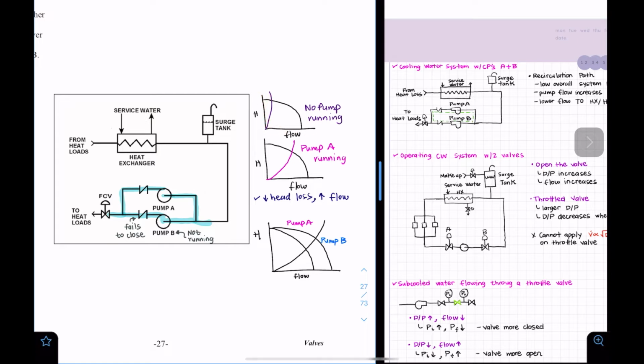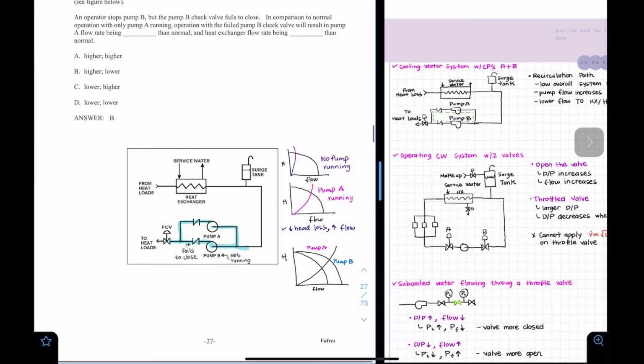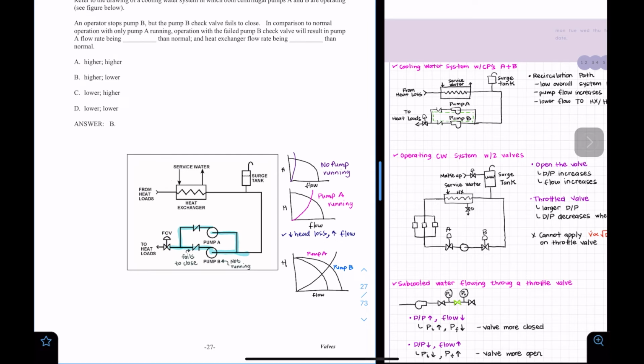If we didn't have this one running. But since pump A is running, we are decreasing the head loss and increasing the flow, and that will help us answer one of the questions here. So flow rate A is gonna be higher than normal, right? Because we have them running, comparing like not a pump running and then this one running, yeah, it's gonna be higher, right?